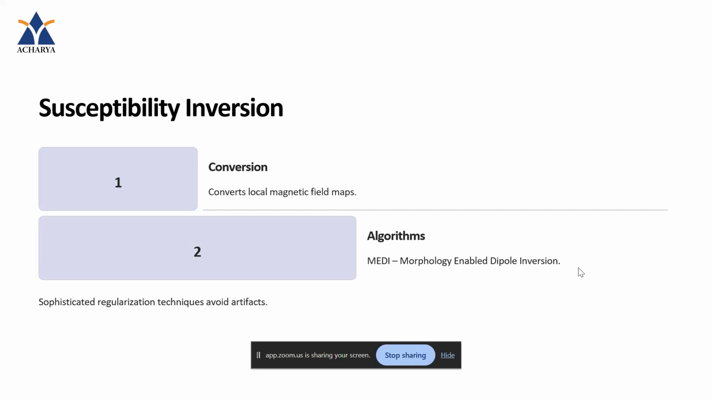We have to follow these four steps because if we are getting any error in any single step, it can affect the final image in the QSM overall. So we should follow these steps properly.